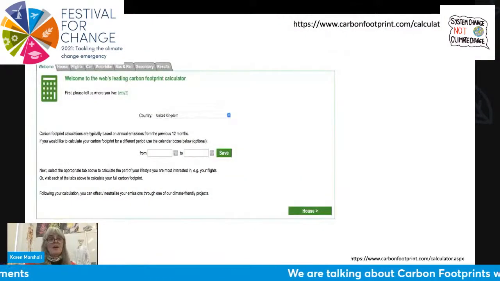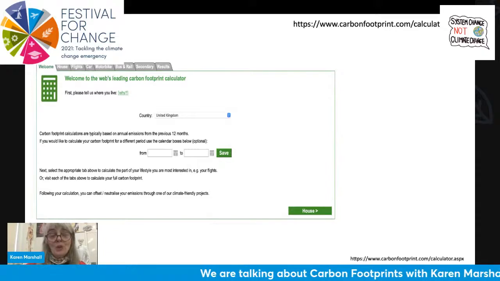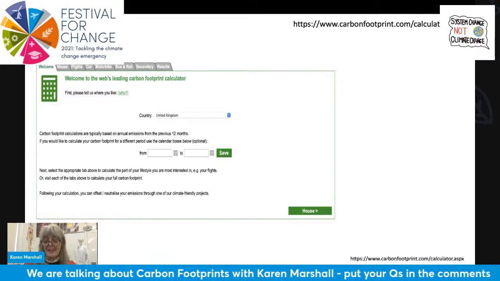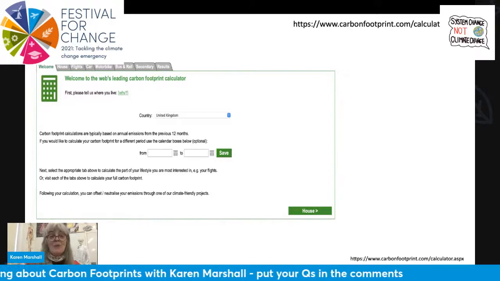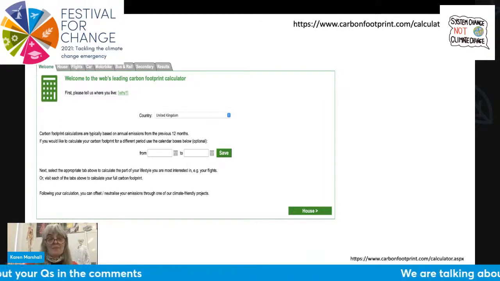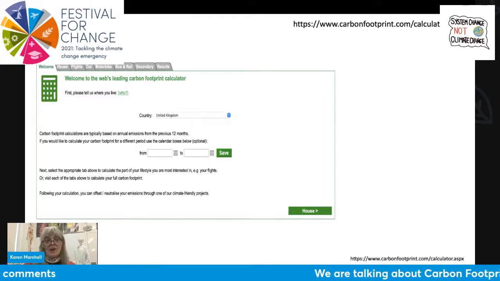So let's talk about how you do that. If you would like to Google carbon calculator, you'll come up with several. This is one of the best, and it leads you through exactly what you need to measure, and then it will convert all those measurements, all that data, into kilograms or tons of carbon dioxide.